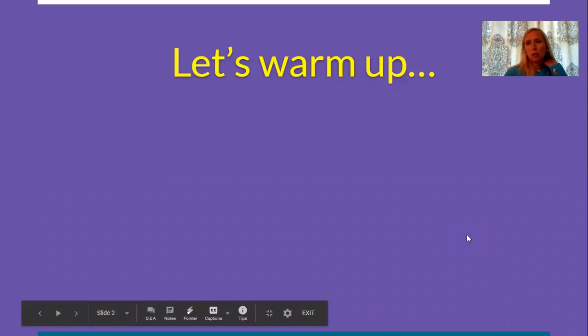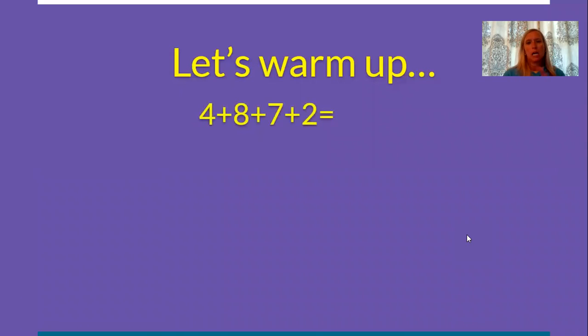Okay, first of all, we're going to warm up and review. All right, so 4 plus 8 plus 7 plus 2. Now, how many different ways can we rearrange these add-ins, which are the numbers we're adding together, to get the same sum? How many different ways? The first way I've done is 4 plus 8 plus 7 plus 2. Think about it for a second. What is a way that you can add up these 4 add-ins?